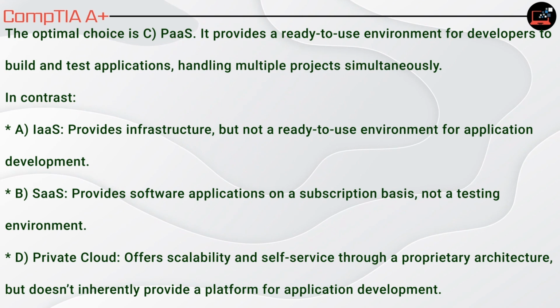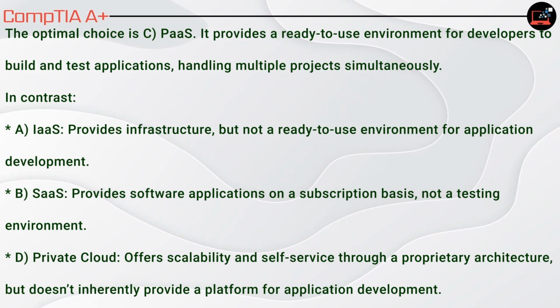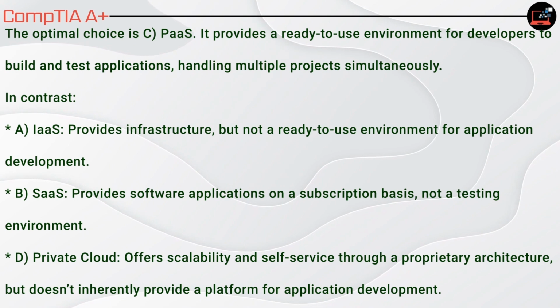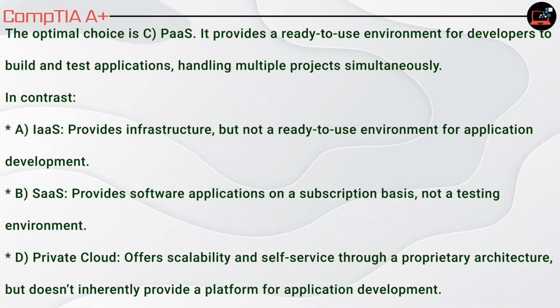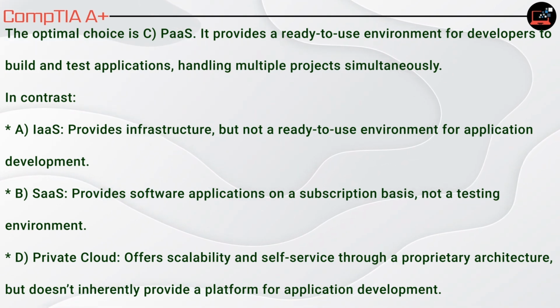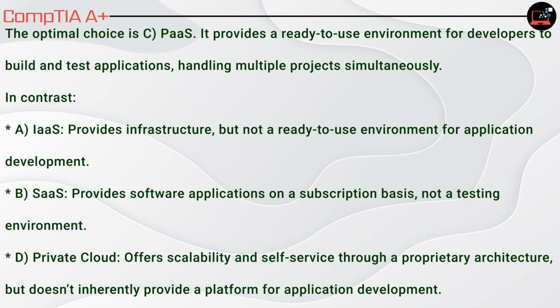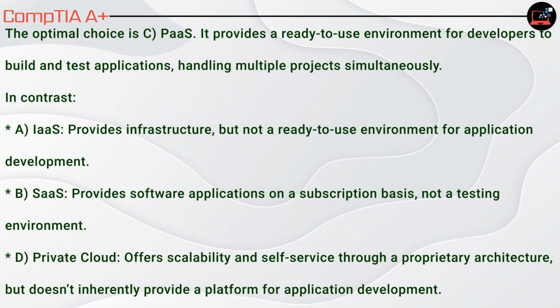The best choice is C. PaaS. It provides a ready-to-use environment for developers to build and test applications, handling multiple projects simultaneously. In contrast, A. IaaS provides infrastructure, but not a ready-to-use environment for application development.